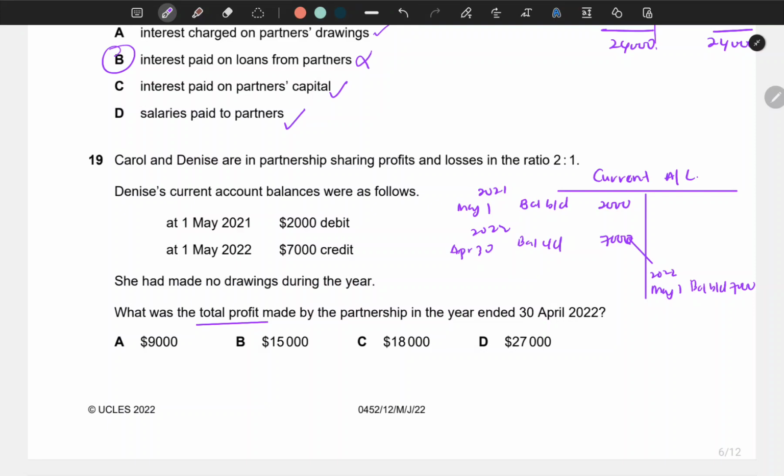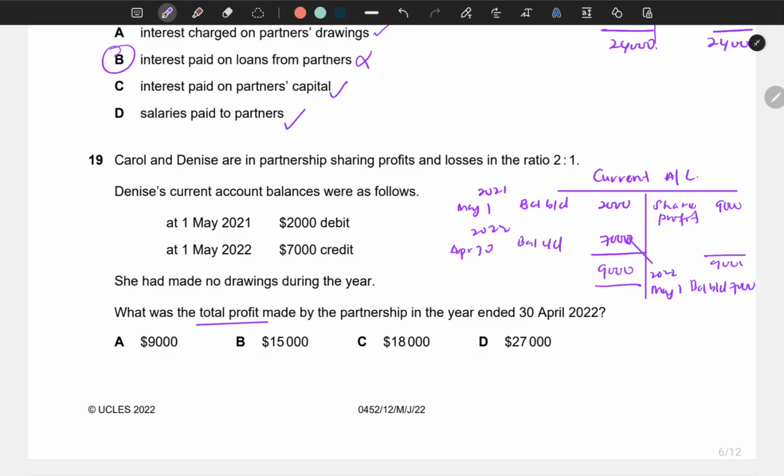They said no drawings. So how much profit then? You just need to add them together, the 2,000 and the 7,000, because the profit share will be on the credit side. Here will be the share of profit on the credit side. So just add: 2,000 plus 7,000 is 9,000. So here will be 9,000.